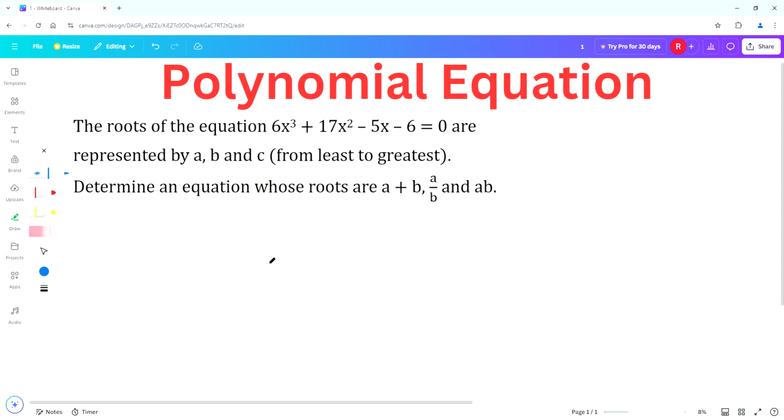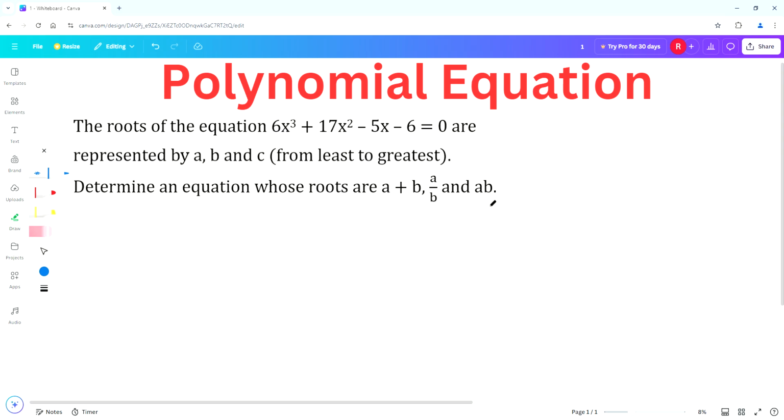In this video, we'll solve this problem using the concepts of polynomial equations. As per the problem, the roots of the equation 6x cubed plus 17x squared minus 5x minus 6 equals 0 are represented by a, b and c from least to greatest. Determine an equation whose roots are a plus b, a over b and ab.